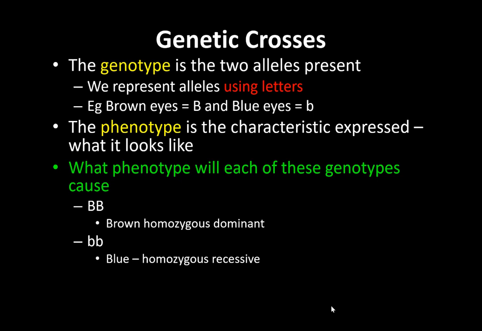Then the final genotype is big B, little b. Now think carefully, what phenotype would that be? Yes, that would be brown eyes, because we only need one dominant allele present for that to be expressed in the phenotype. So this person would have brown eyes, and we would call this genotype heterozygous because it's two different alleles, hetero meaning different.